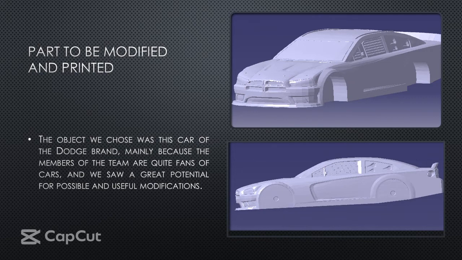As we can see in the image, we decided to create some modifications. The piece that we chose is the car. We chose this car because it was a Dodge brand, mainly because the members of the team are quite fans of cars, and we saw a real potential for possible and useful modifications.